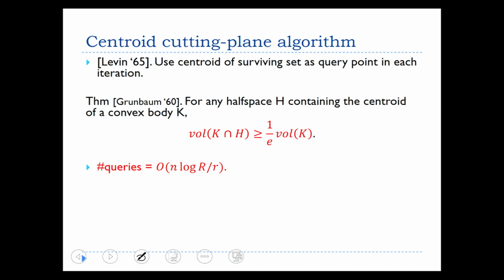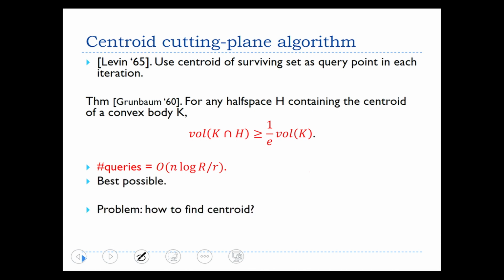And this works nicely in a sense, namely the volume of the surviving set drops by a constant factor, no higher than 1 minus 1 over e of what you started with, because the distribution is log concave. And so the total number of queries you would have to make is only linear in the dimension, because the original volume is capital R to the n, the final volume is at least small r to the n, and so you have a logarithm in that as the number of queries.